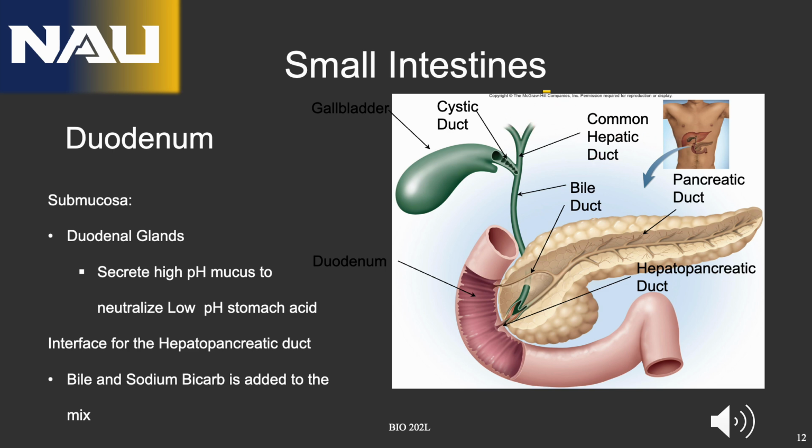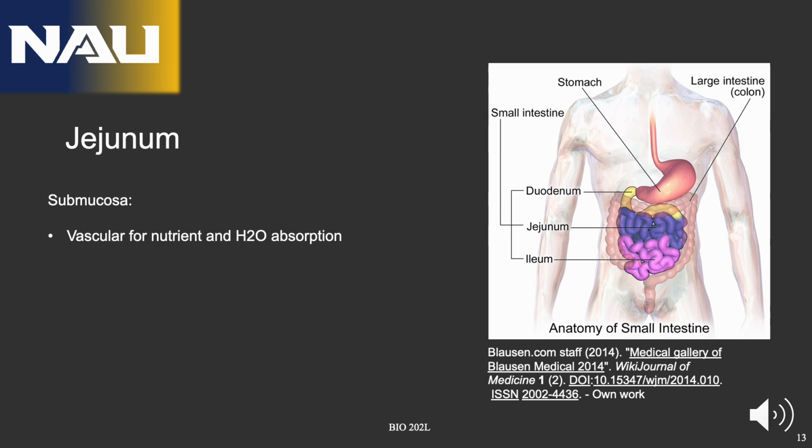Next, we have the jejunum, which is approximately 6 feet long. It is the primary site for nutrient absorption and water absorption. It is characterized by prominent villi and microvilli, which increase the surface area for absorption. The jejunum lacks glands in the submucosa, focusing instead on absorbing nutrients through its highly vascularized mucosa.